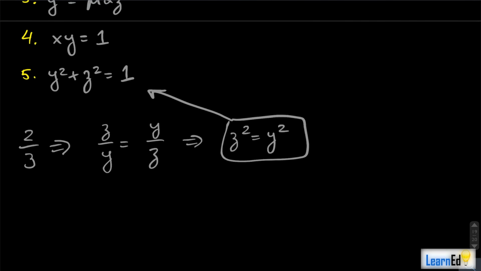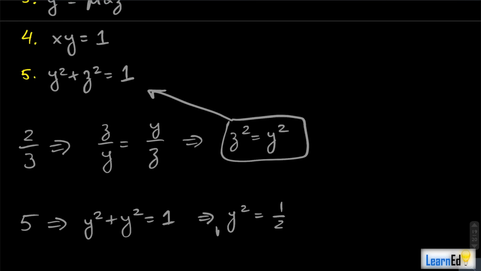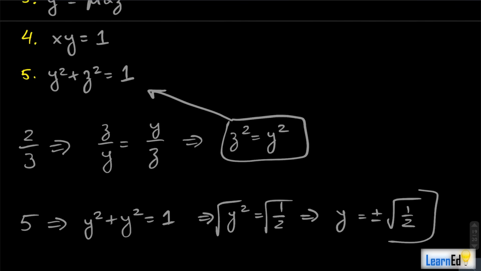Okay, so if z squared equals y squared, then I can just write from equation 5 that y squared plus y squared equals 1. And that gives me that 2y squared equals 1, and I can write that as y squared equals 1/2. Taking the square root of both sides, I get that y is equal to plus or minus rad 1/2. Now this is where you need to be the most careful.